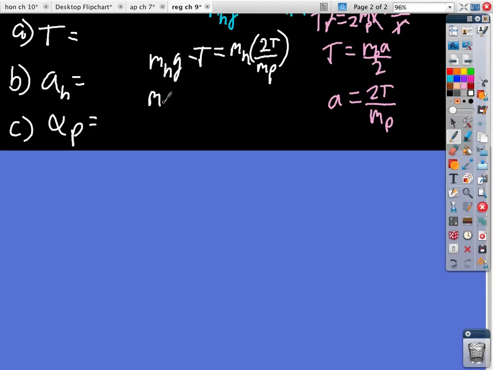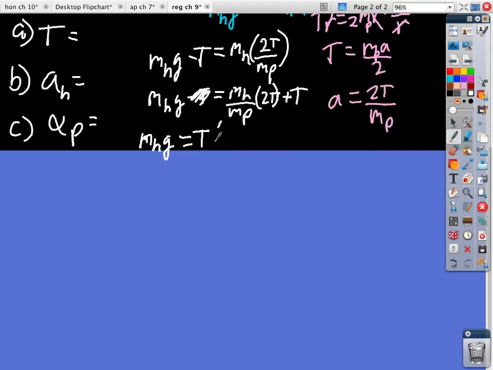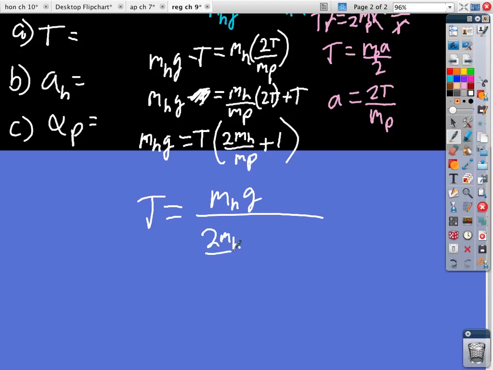If we do that, we get MHG minus T equals, well, I'm just going to go ahead and move the T over. I'm going to get MH over MP times 2T, plus T. And that equals that. So now I can factor out the T here. So I get MHG equals T times 2 MH over MP plus 1. And now I can solve for T. T is equal to MHG over 2 MH over MP plus 1. And now you can plug all that stuff in and get your answer.